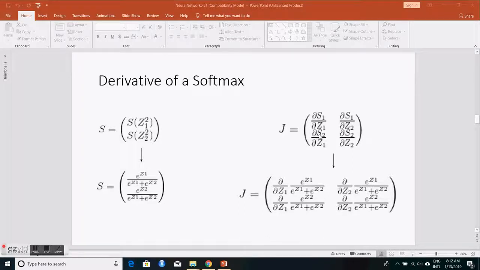Similarly, the second row will be dou s2 by dou z1 and dou s2 by dou z2. Now I rewrite this as dou by dou z1 of s1. s1 is e power z1 divided by e power z1 plus e power z2, and dou by dou z2, again of s1, which is e power z1 divided by e power z1 plus e power z2, and dou by dou z1 of s2. s2 is e power z2 divided by e power z1 plus e power z2, and dou by dou z2 of s2, which is e power z2 by e power z1 plus e power z2.